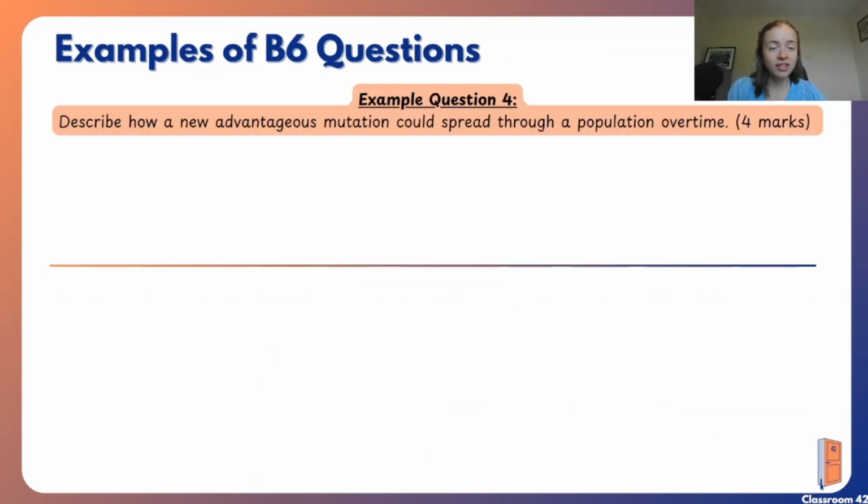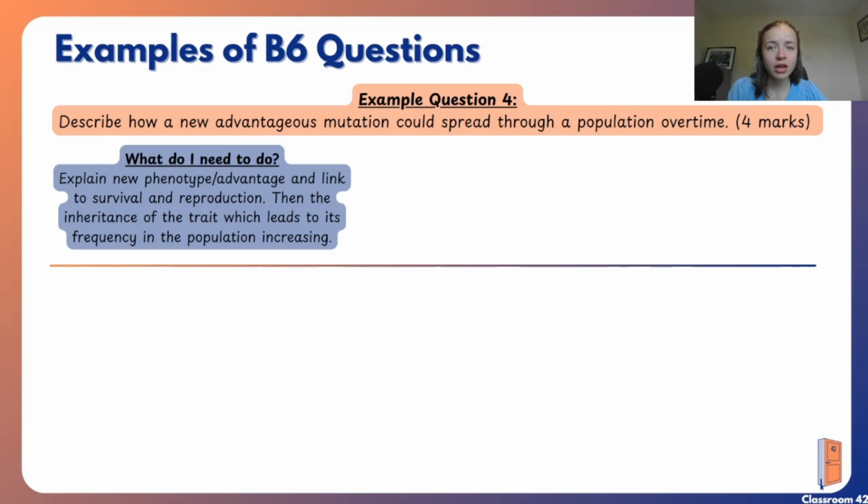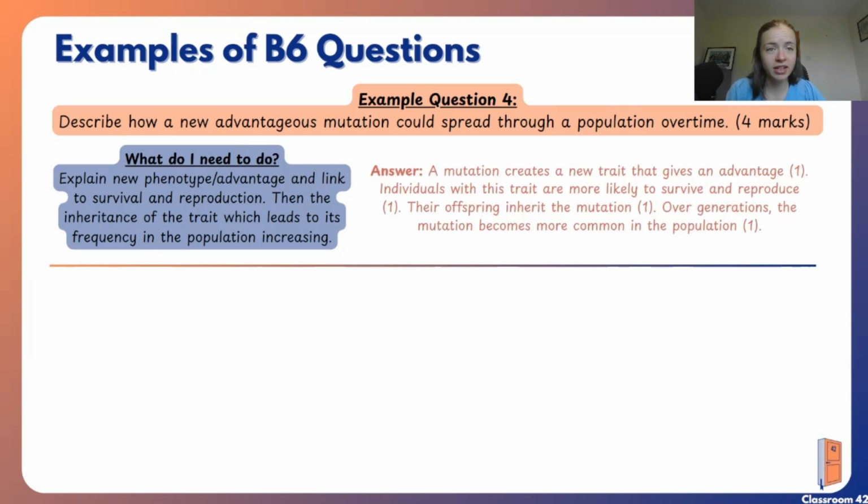And so here's a few more example questions. So example question 4 is describe how a new advantageous mutation could spread through a population over time. So here we're explaining the significance of a new phenotype or advantage that is linked to survival and thus reproduction. So species getting to that reproductive age. Then the inheritance of that trait, which leads to the frequency in the population increasing. So explaining the significance after that trait becomes established within a population.